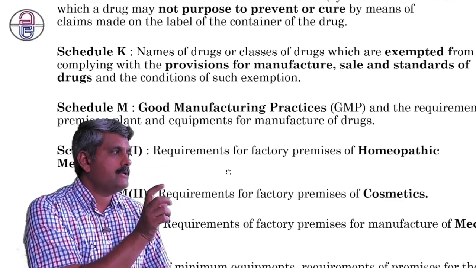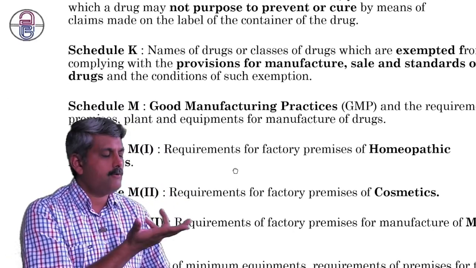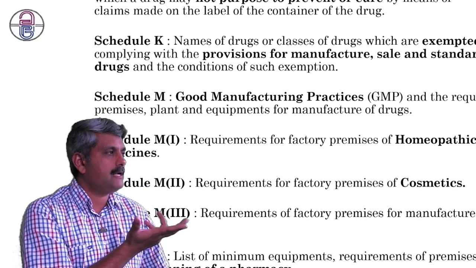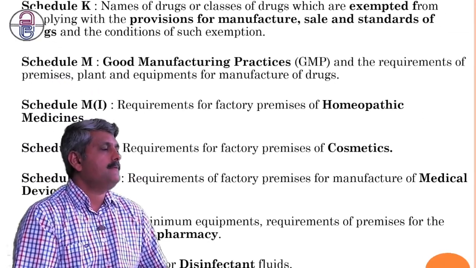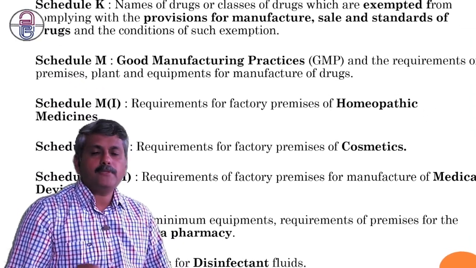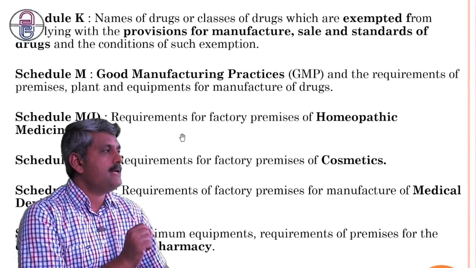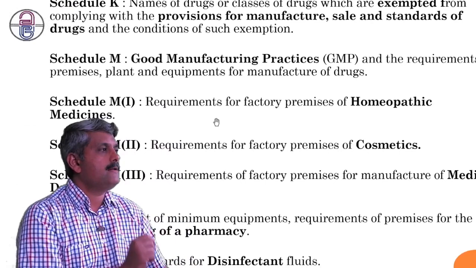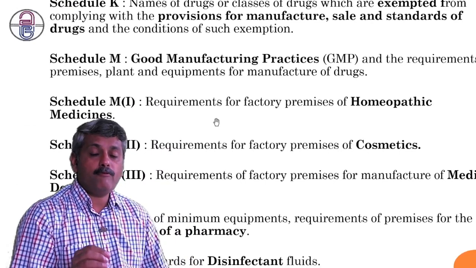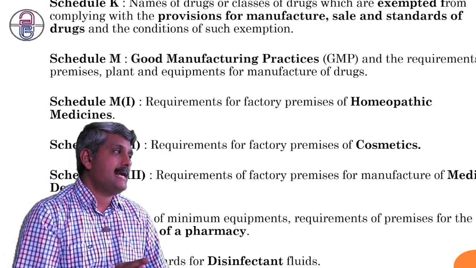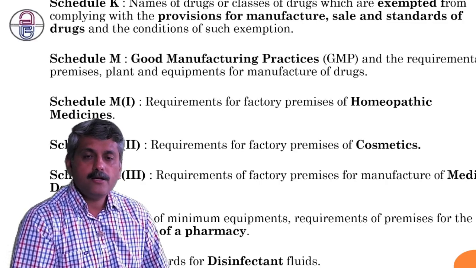Main points I am going to read, and in detail you all have it in your book or notes, where it is already mentioned. Next, schedule M. Schedule M is nothing but the good manufacturing practices, which we call GMP, and it is the requirement for the premises, plants and equipment for manufacturing drugs.